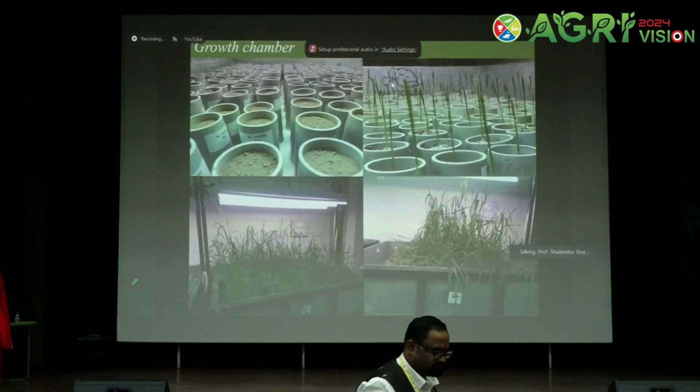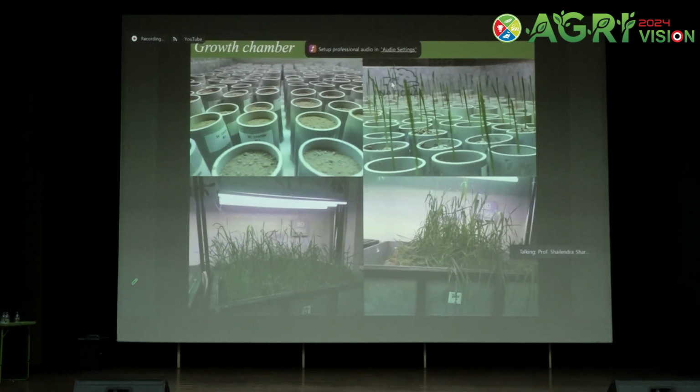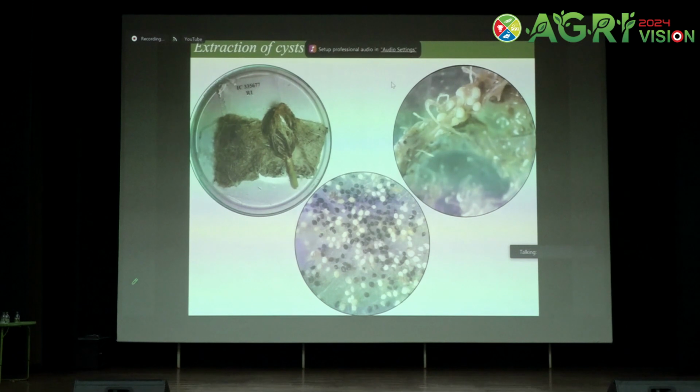All the experiments were performed in controlled conditions, with controlled humidity, temperature, etc. Around 60-70 days after sowing, we can find these white cysts. When they mature, they become brown, and inside these we can find a lot of eggs containing juveniles.